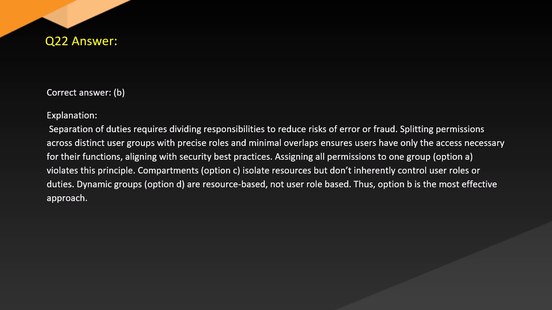Assigning all permissions to one group, option A, violates this principle. Compartments, option C, isolate resources but don't control user roles or duties. Dynamic groups, option D, are resource-based, not user role-based. Thus, option B is the most effective approach.